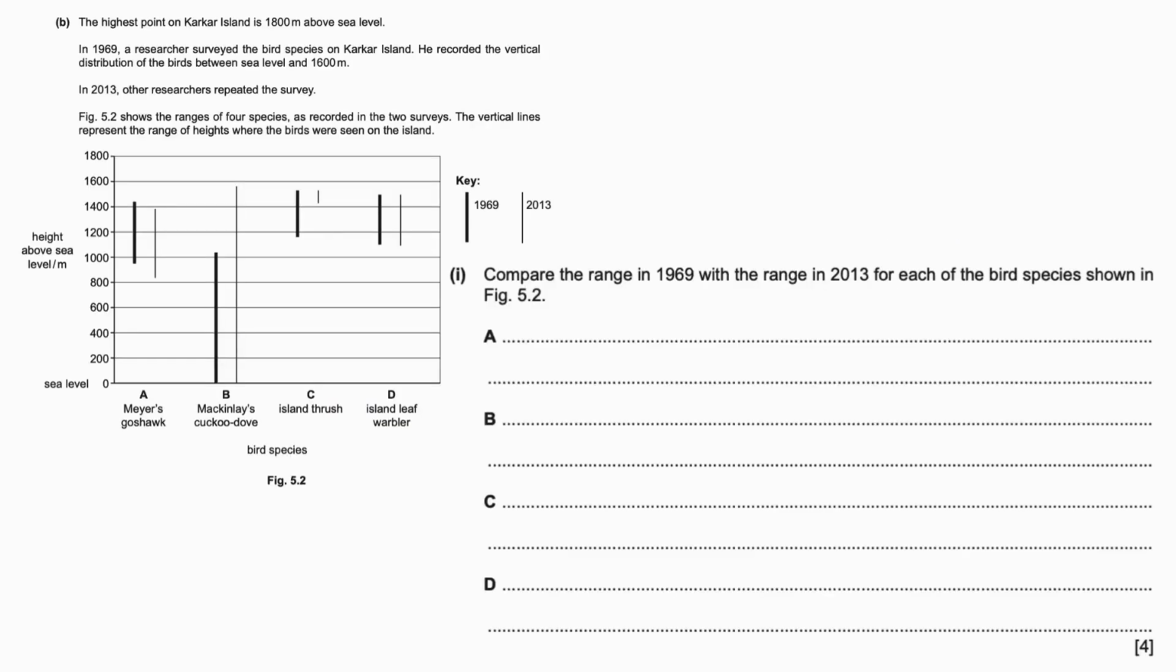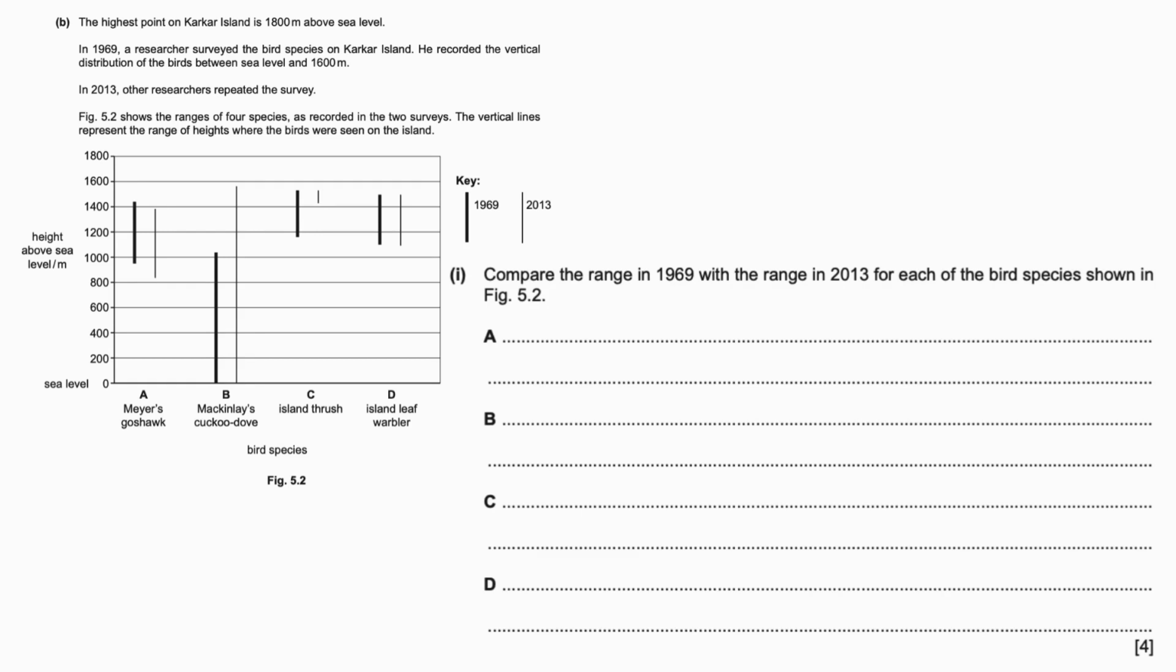The highest point on Carker Island is 1,800 meters above sea level. In 1969, a researcher surveyed the bird species on Carker Island. He recorded the vertical distribution of the birds between sea level and 1,600 meters. In 2013, other researchers repeated the survey. Figure 5.2 shows the ranges of 4 species as recorded in the two surveys. The vertical lines represent the range of heights where the birds were seen on the island. Let's take a look at Figure 5.2.